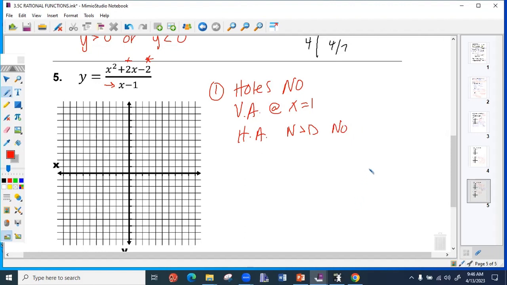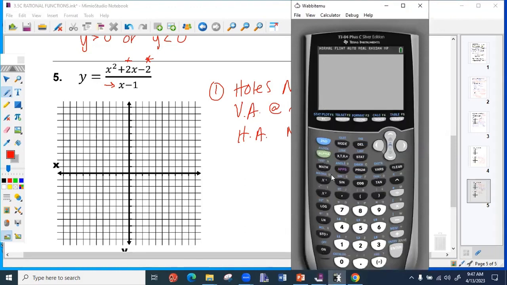All right, so let's talk about graphing this. When you're graphing a rational function, you want to make sure you put the numerator in parentheses and the denominator in parentheses. So I'm going to put parentheses, x squared plus 2x minus 2, divided by x minus 1.